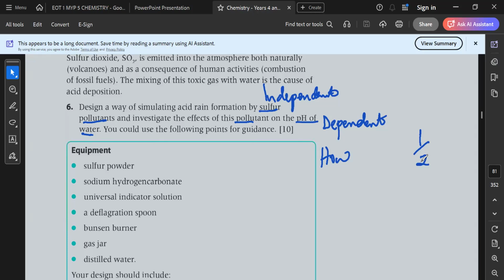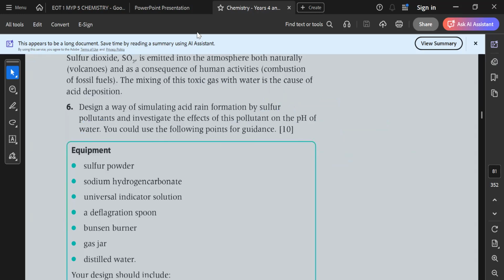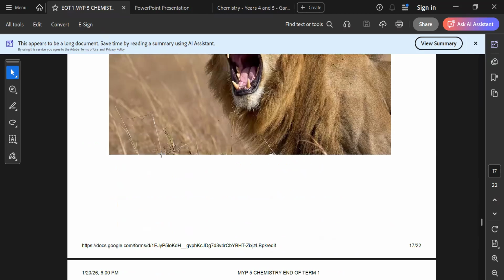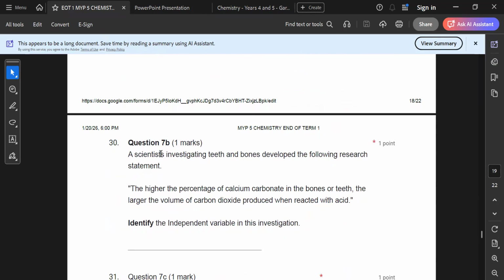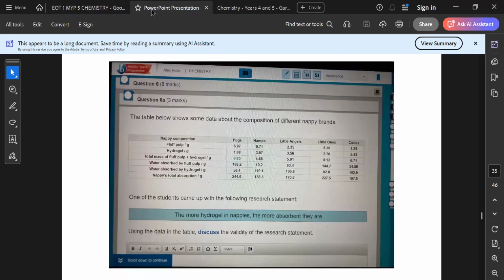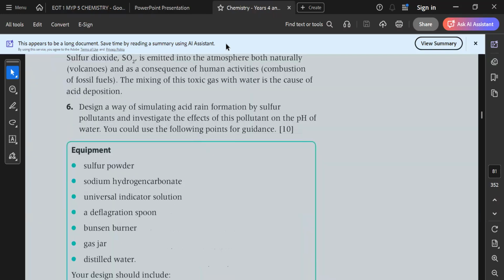But sometimes they give you research questions or research statements. Like we saw in this previous number, the other one wasn't a research question, rather it was a research statement. If you look at this, it was down right here. The higher the percentage of calcium carbonate in the bonds, the larger the volume. Now, this isn't a question, but a statement. They can even ask you to make a research statement. So if we go back to our previous question, can you think about a research statement? Could you phrase one?